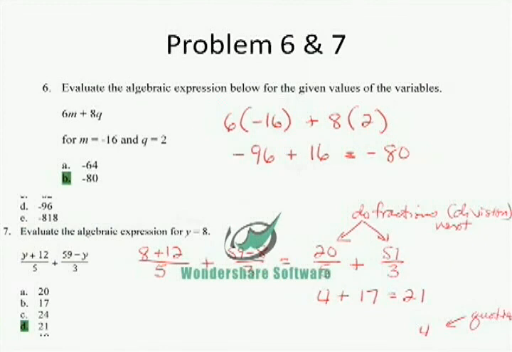The left side, that fraction, 8 plus 12 is 20, divided by 5, plus 59 minus 8 is 51, divided by 3. Now let's do those divisions next. 20 divided by 5 gives you an answer of 4. And 51 divided by 3 gives you an answer of 17. Then if you add those two numbers together, 4 plus 17 gives you a final answer of 21. Now I know there are a lot of steps to these problems, and that's why it's important to do the steps in the proper order.